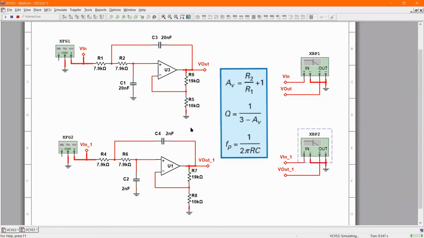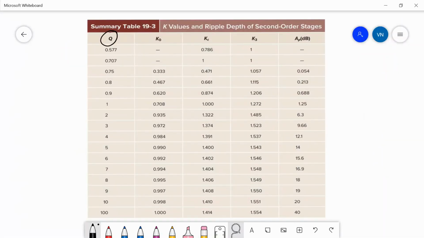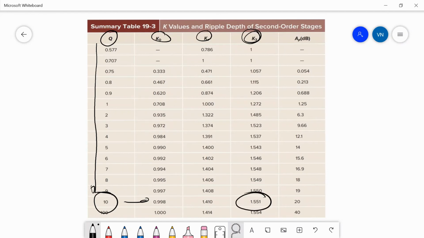Now, before we look at the table, let's remember that the Q was 10 and the 3 dB down point was about 1.55 times the peak frequency. So the leftmost column here is Q values, and I'm going to go down here until I find a Q of 10, which is our circuits that we looked at in Multisim. And then when you go across, there's these different K values. And what those are is multipliers that you would multiply the pole frequency by to get frequencies of interest. So the K3 multiplier will give you the 3 dB down point, and the K3 multiplier is 1.55.